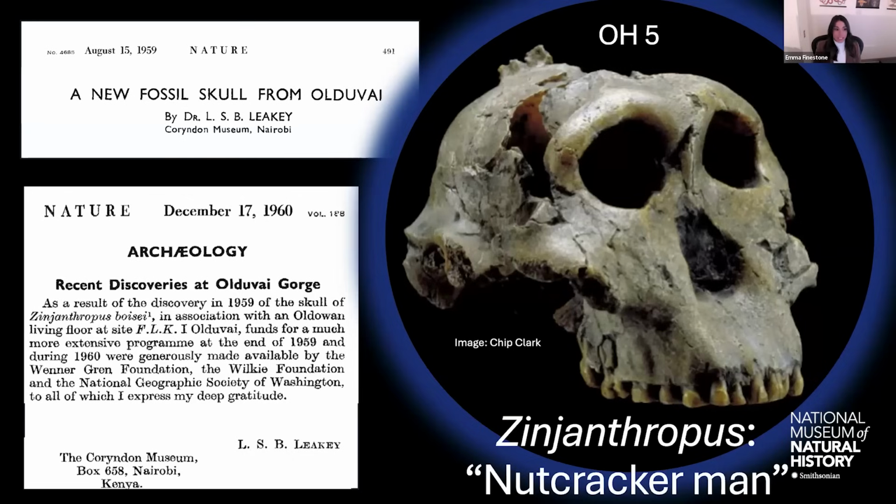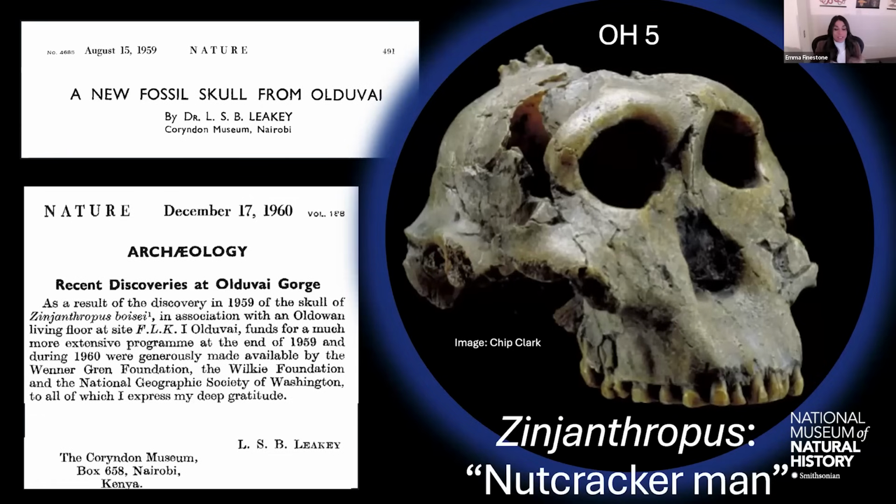Zinjanthropus, and the nickname of Zinjanthropus was Nutcracker Man, for its distinctive skull morphology, which included robust jaws with large post-canine teeth. Their molars are enormous. They're the largest molars of any hominin, and they're about 4 times as large as our molars. And their cranial features also support robust chewing musculature. So this Nutcracker Man was found in the same bed at Olduvai Gorge as these early stone tools.